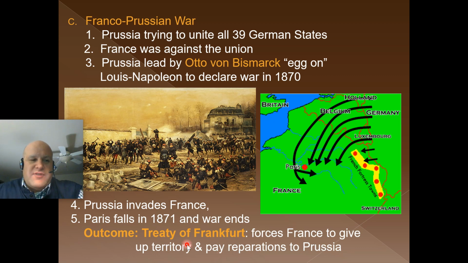and this Treaty of Frankfurt is signed, forcing France to give up territory and pay reparations to Prussia. This is the part that they gain, the little Alsace-Lorraine that we talked about, that territory that would go back and forth from Germany back to France, back to Germany in World War II.